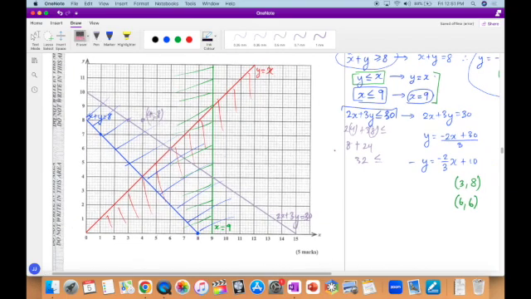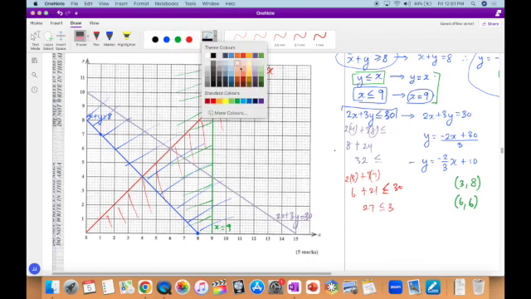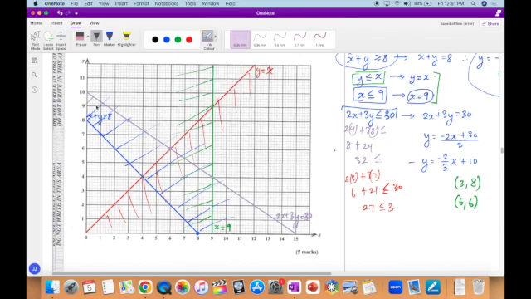Let's choose another point just on the other side. So let's choose this point here on this side of the purple line. That is the point 3, 7. So 2 times 3 plus 3 times 7. 7 3s are 21, 2 3s are 6. 6 and 21, 27, is less than 30, yes. So it would actually be this side of the purple line.